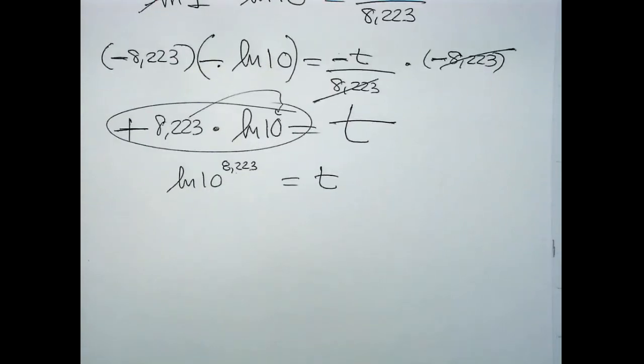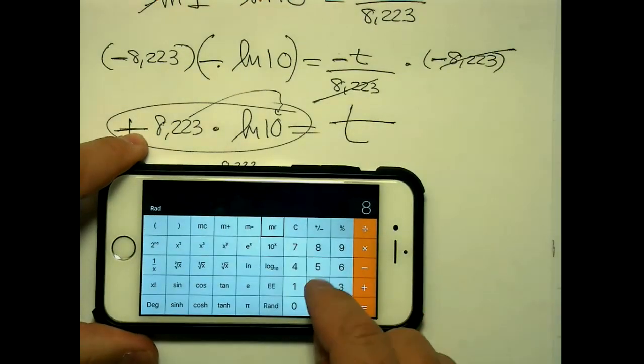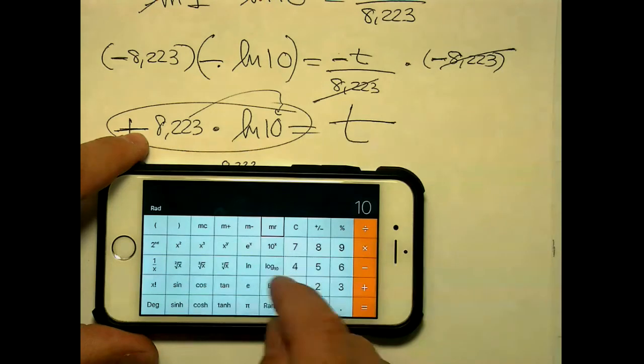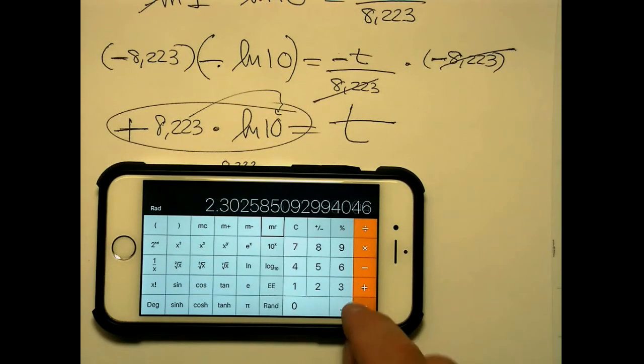So calculator time, break out the calculator, find that natural log key, and let's figure this thing out. So let's use this version here. 8,223 multiplied by the natural log of 10. Now the natural log of 10 is that number. I'm multiplying that by 8,223, and what do I get? 18,934.